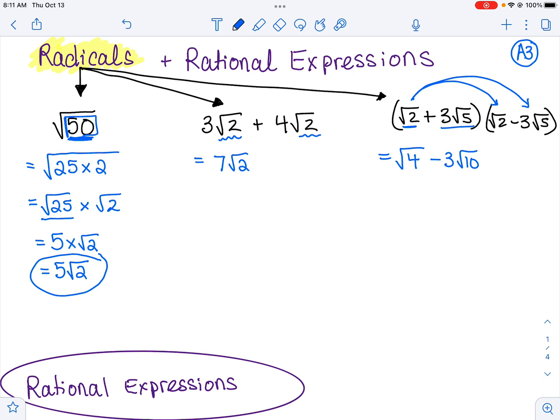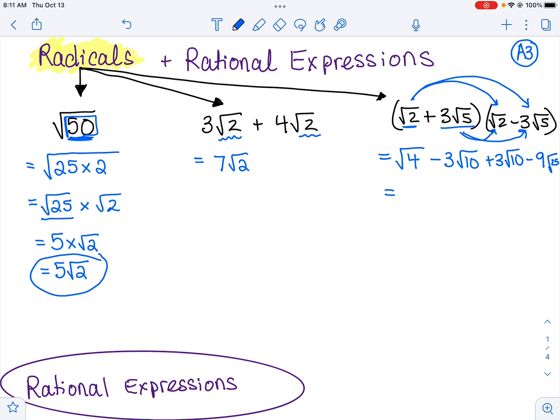Then we move on to this one. We multiply it by everything in the second bracket. So 3 root 5 times root 2 would be positive 3 root 10. And finally, these two are multiplying together. So negative 3 times 3 would be negative 9, and root 5 times root 5 would be root 25. And then we'll just simplify it all.